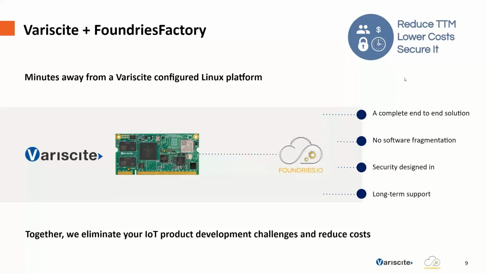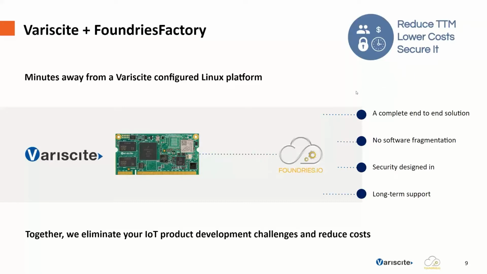So I think there's a lot of value in this offering together with Variscite. They can get you to market quicker. They have a very robust SOM, and we mirror that on the software side, where we have a turnkey template that can literally be up and running in an hour, and you're ready to start developing your end use case. So together, we eliminate your IoT product development challenges and reduce costs, and we also reduce your risk in the schedule.